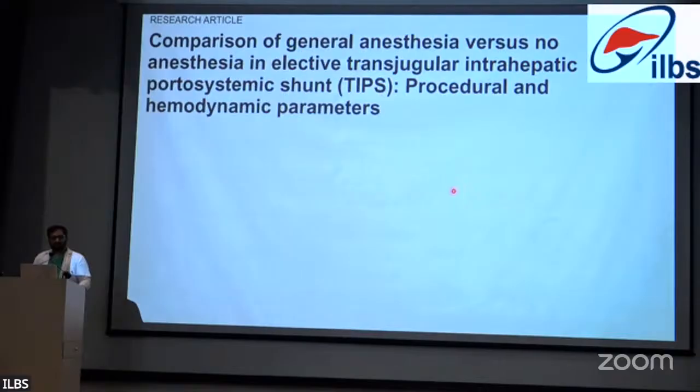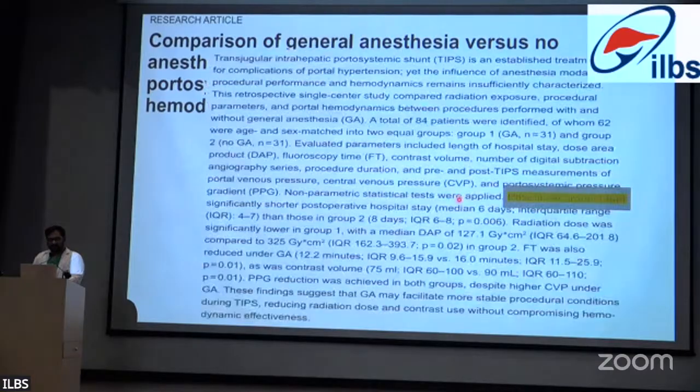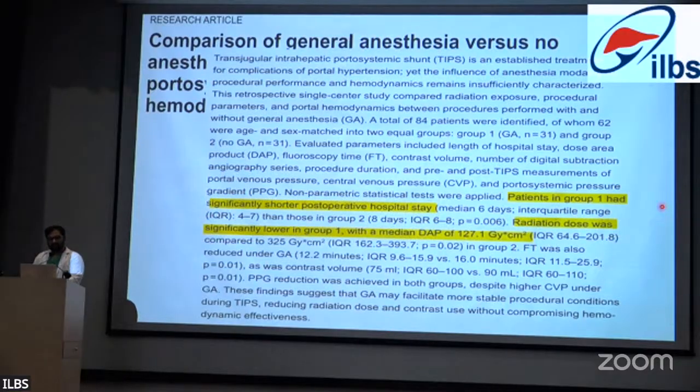Now, comparing general anesthesia versus local anesthesia in elective TIPS, it has been found that the patients undergoing TIPS under general anesthesia with the airway secured had a shorter post-operative stay, a significantly lower radiation dose, significantly lower fluoroscopy time, and significantly lower contrast volume. So it has been found that general anesthesia may facilitate more stable procedural conditions for these TIPS procedures.